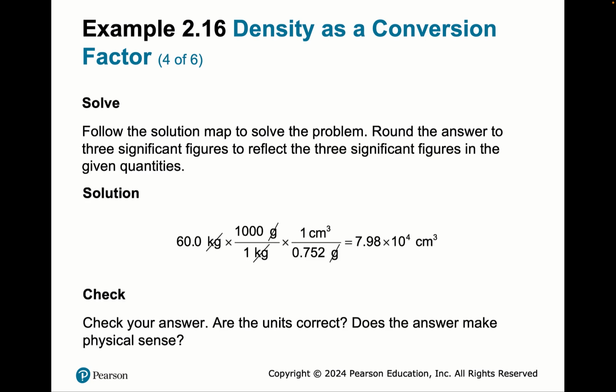So looking at the units, let's do that. 60 kilograms, 1,000 grams per kilogram, divide by the density, and then we get 7.98 times 10 to the fourth cubic centimeters. So that's a lot of gasoline. But yeah, it makes sense. 60 kilograms, and being an American, I'm like, that's like 120, 130 pounds. So that makes sense.